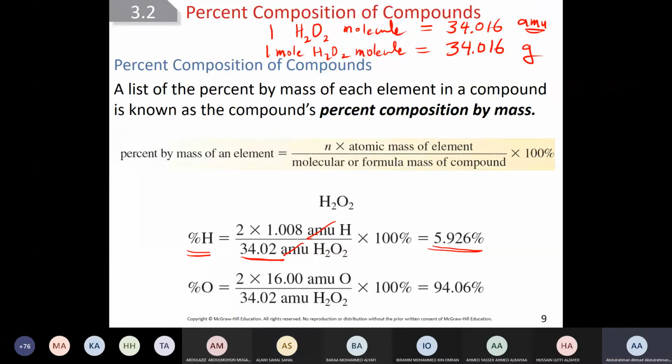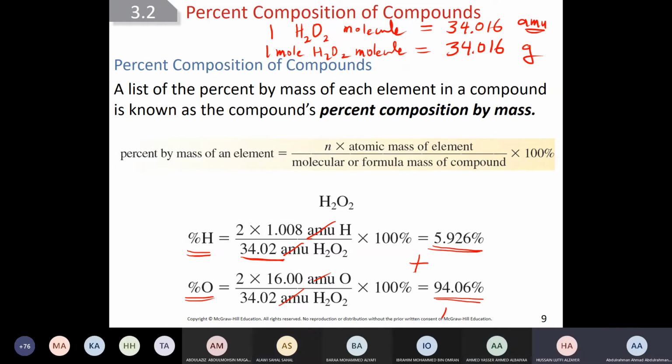Okay. What's the percentage of oxygen in this molecule? You're going to do the same. 2 times 16 AMU O divided by 34.02 AMU H2O2. Okay, what's the percentage? 94.06. What's the unit for this percentage? Unitless again. I want you to add these two numbers together.